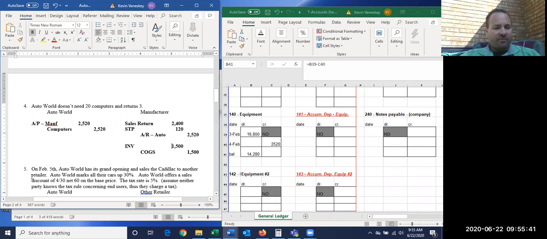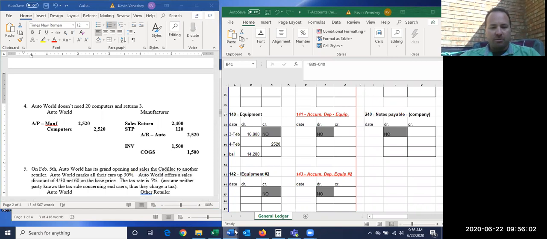Now on the next day, on February 5th, we have our big opening. Again, we mark everything up 30%, number 1 plus the markup. This is our new thing. Auto World, us, now offers a sales discount of 4/30 net 60. What that means, let's go back to my notes.